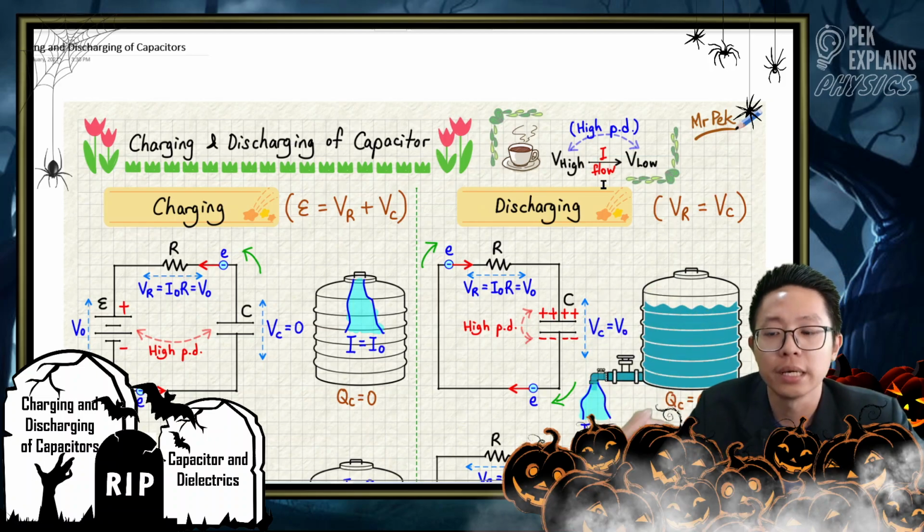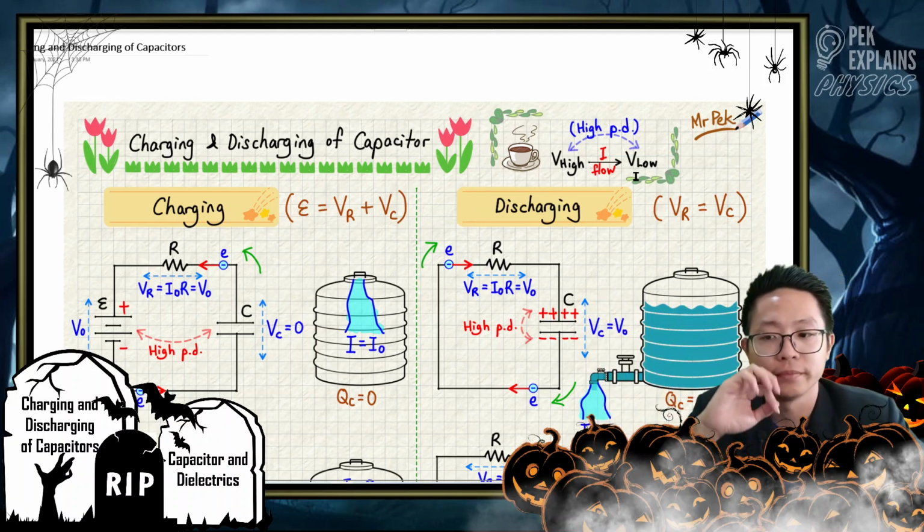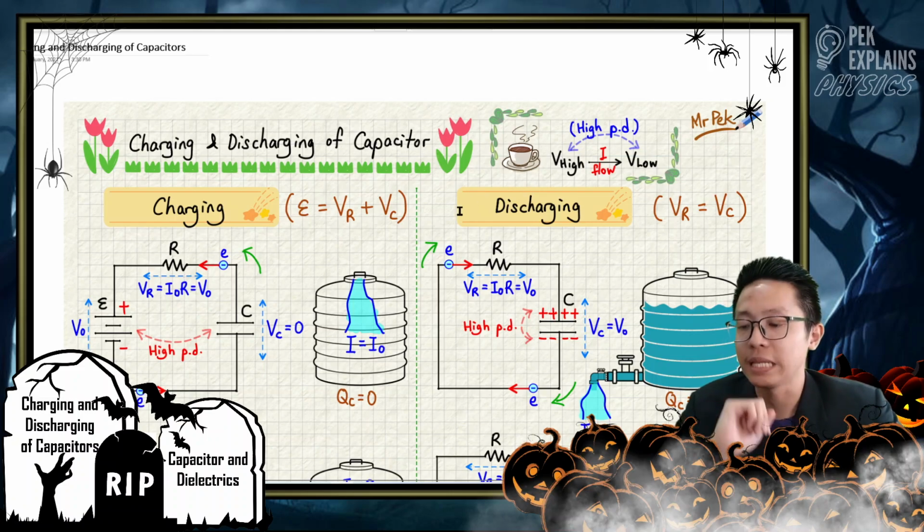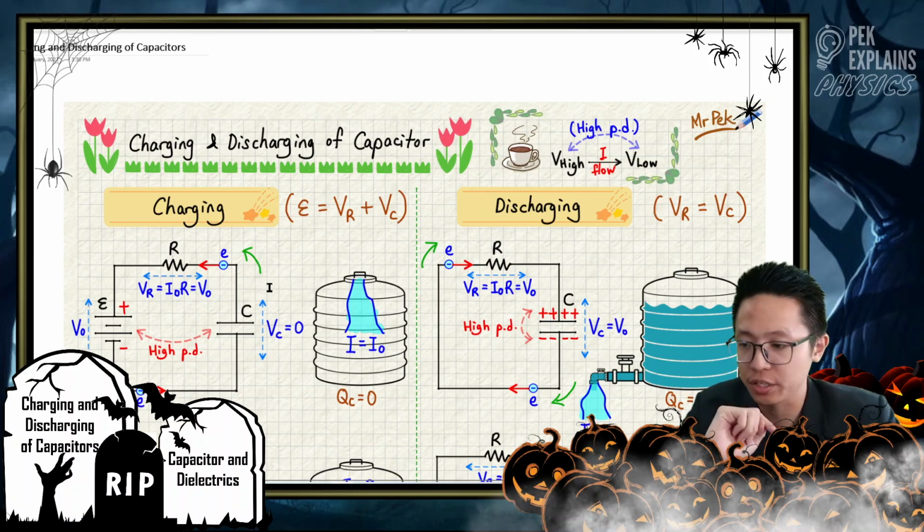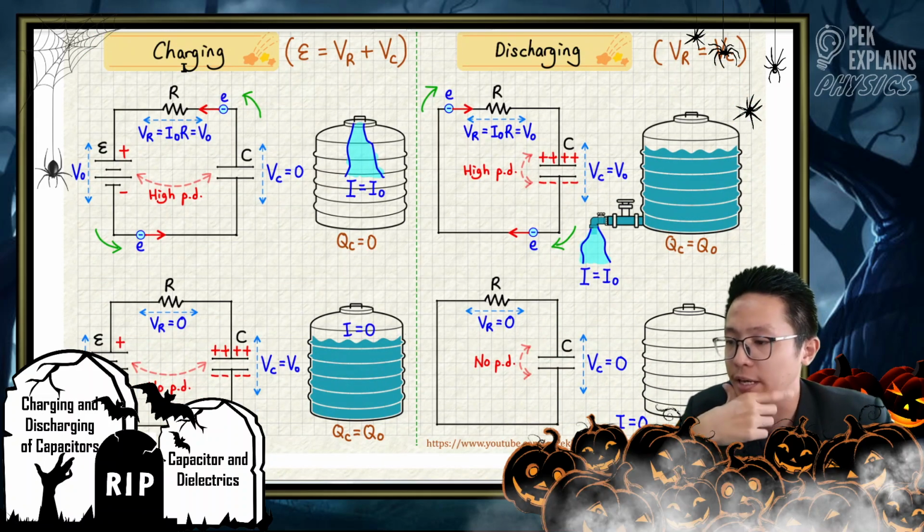Same goes for current. Current must flow from high electric potential to low electric potential. Okay? Current only flows when there is a potential difference between the 2 points. Good. Now, let's look at the charging process.